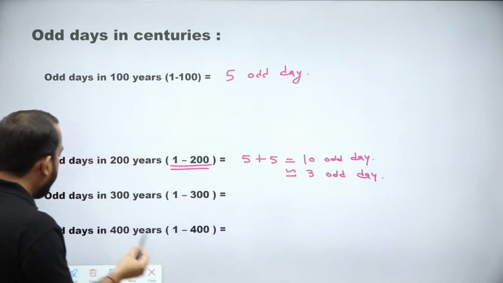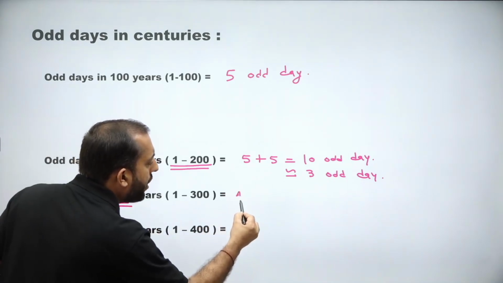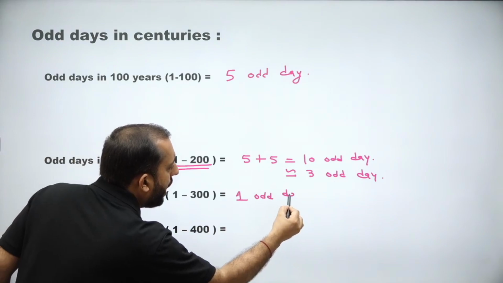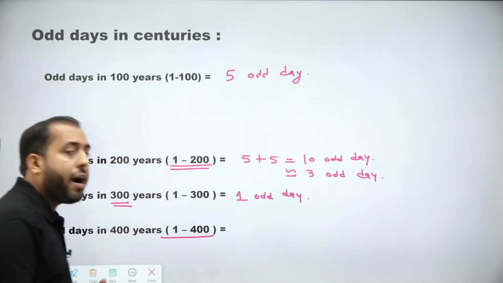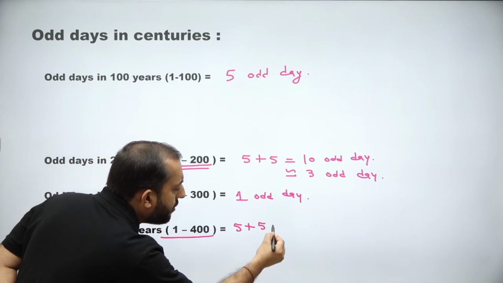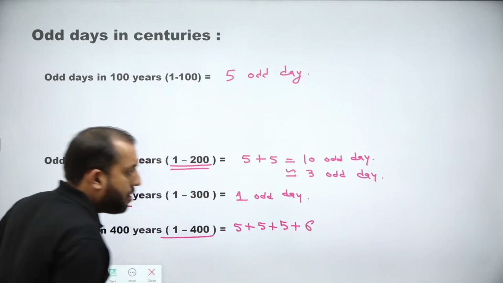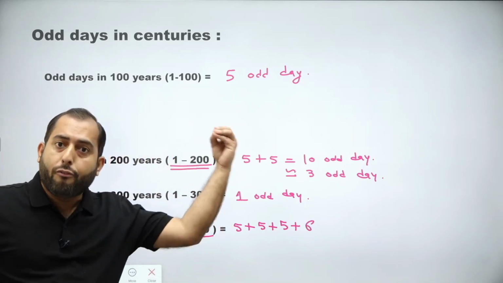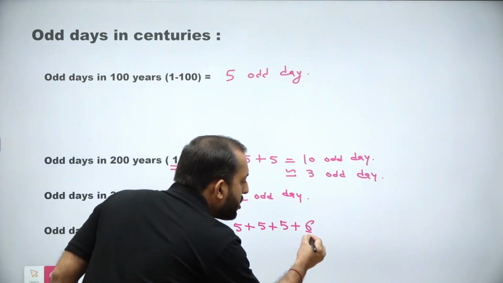Okay, similarly if you calculate, the number of odd days in 300 years will be 1. And the number of odd days in 400 years will be 0. Why? Because in the first 100 years there are 5 odd days, in the second 100 years 5 odd days, in the third 100 years 5 odd days, but in the last, from 301 till 400, the number of odd days is going to be 6.